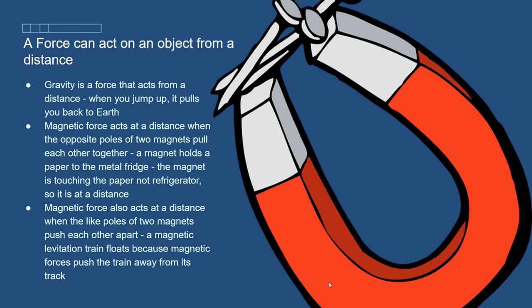Okay. If you have any magnets hanging up on your fridge, the magnet is not touching the refrigerator, it's touching the paper. The paper or the picture or whatever is between the magnet and the refrigerator. So the magnet is not touching the metal refrigerator because there's something in between the two, but it is still working. The magnetic force is kind of squishing that paper. It's holding that paper in place. Magnetic force also acts at a distance, as I said, when they push each other apart.